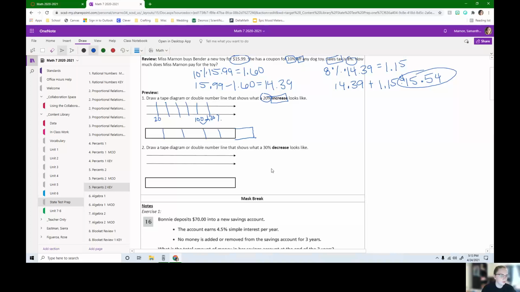For number 2, draw a tape diagram or double number line that shows what a 30% decrease looks like. So pause the video, see if you can show what a 30% decrease looks like on the double number line or on the tape diagram.